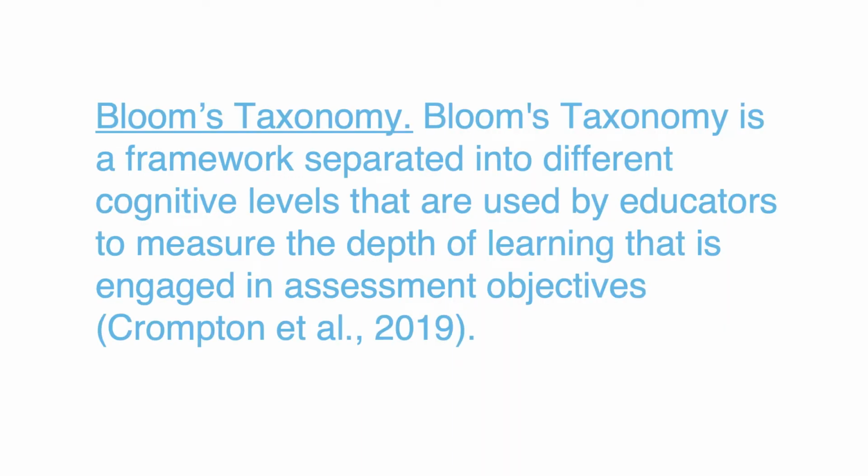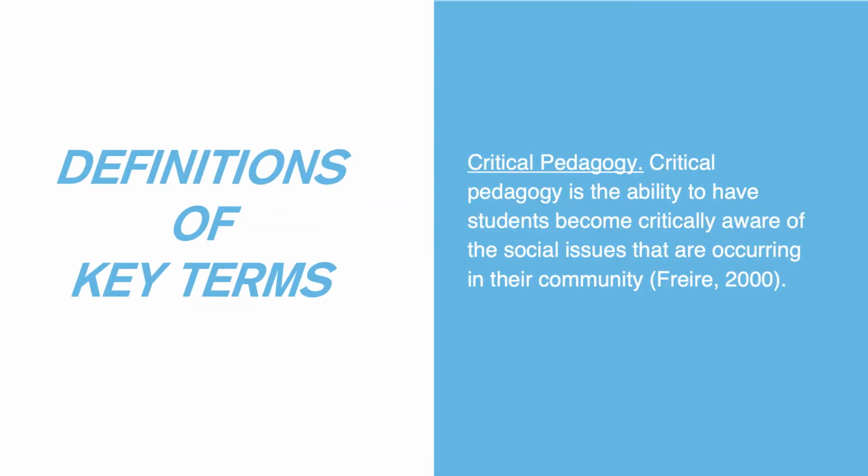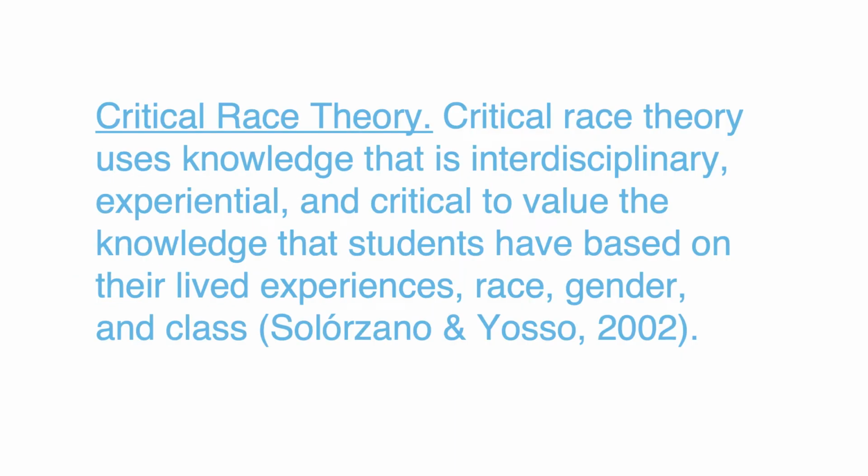Bloom's taxonomy. Bloom's taxonomy is a framework separated into different cognitive levels that are used by educators to measure the depth of learning that is engaged in assessment objectives. Critical pedagogy. Critical pedagogy is the ability to have students become critically aware of the social issues that are occurring in their community. Critical race theory. Critical race theory uses knowledge that is interdisciplinary, experiential, and critical to value the knowledge that students have based on their lived experiences, race, gender, and class.